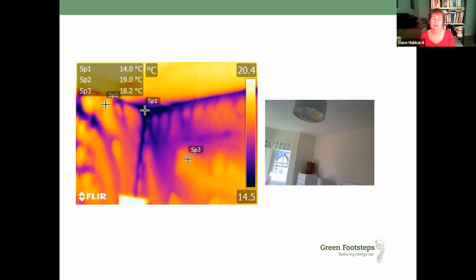And what we've got here, the thermal image is on the left-hand side, the daylight image is on the right-hand side, and we're looking at this corner here. And what we can see here is the building is block construction, and then it's dot and dab plasterboard inside. So just to explain, when plasterboard is fixed, you have dabs of plasterboard adhesive holding it to the wall.